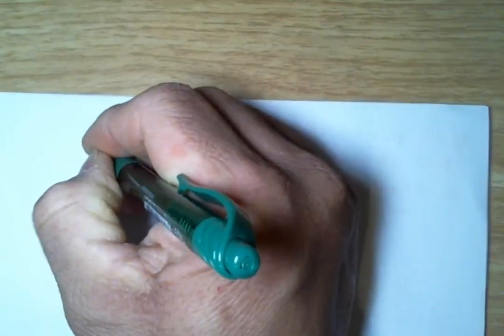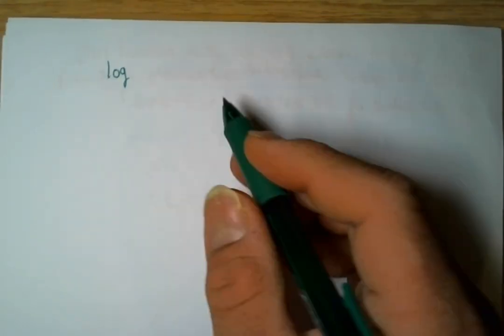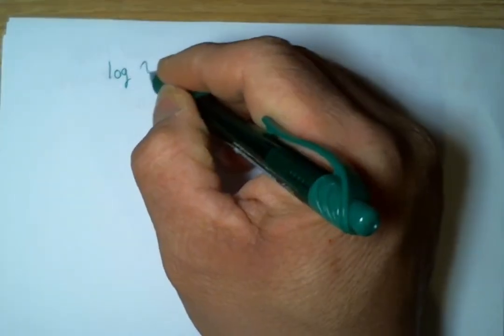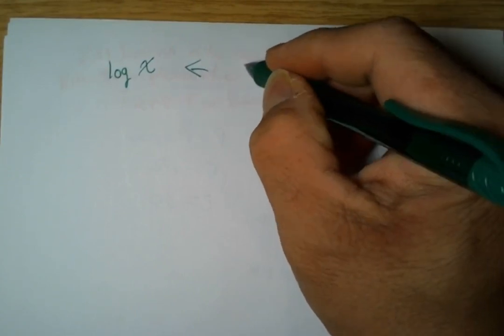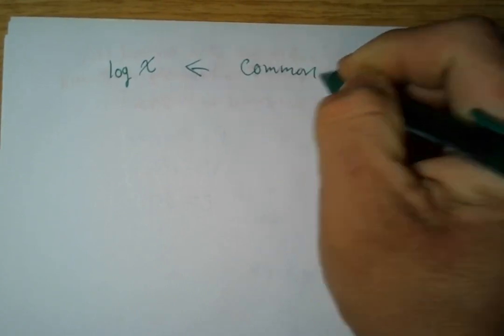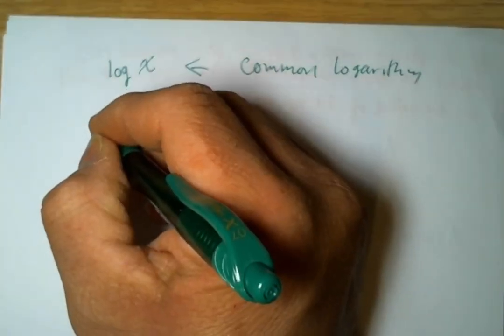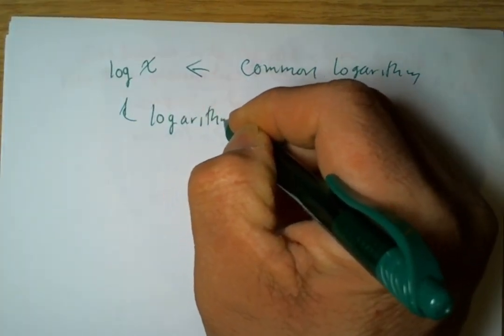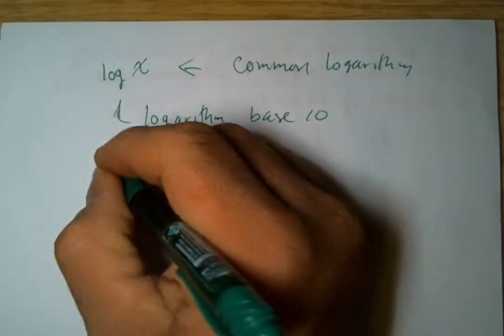Now the first one, this log, is written without any base, so it deviates from our standard representation. When we see something like log of just some value x, this is what's referred to as the common logarithm. It is accepted that if you see something like this, it means a logarithm of base 10.